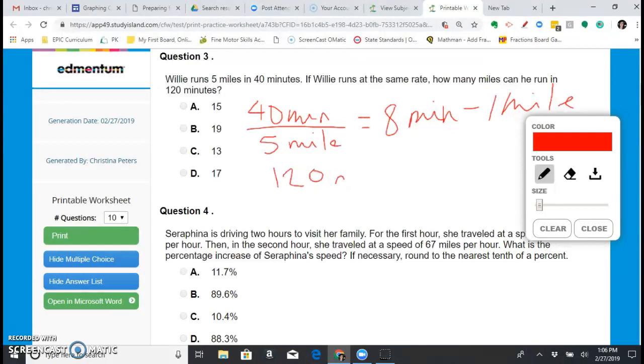Well, let's try to divide 120 by 8. It looks like he'll be able to go 15 miles. See how I didn't really use an equation? You don't need an equation, you just need to try. Think your way through it.